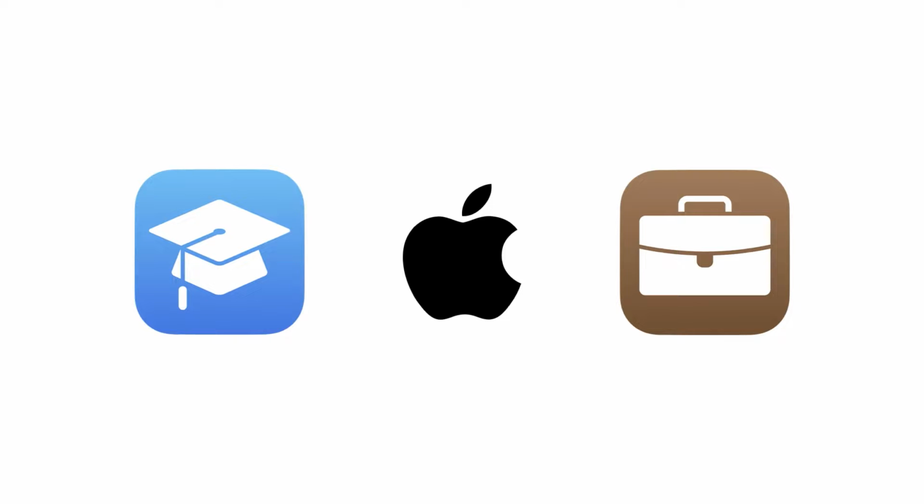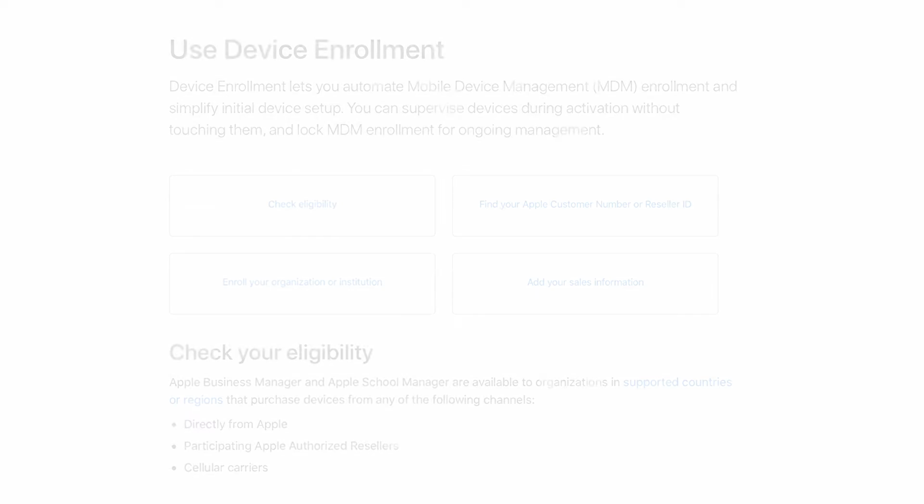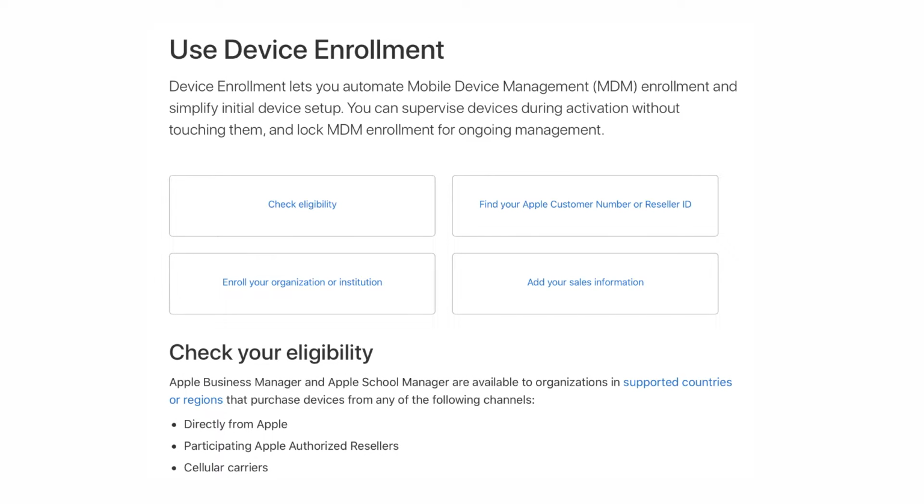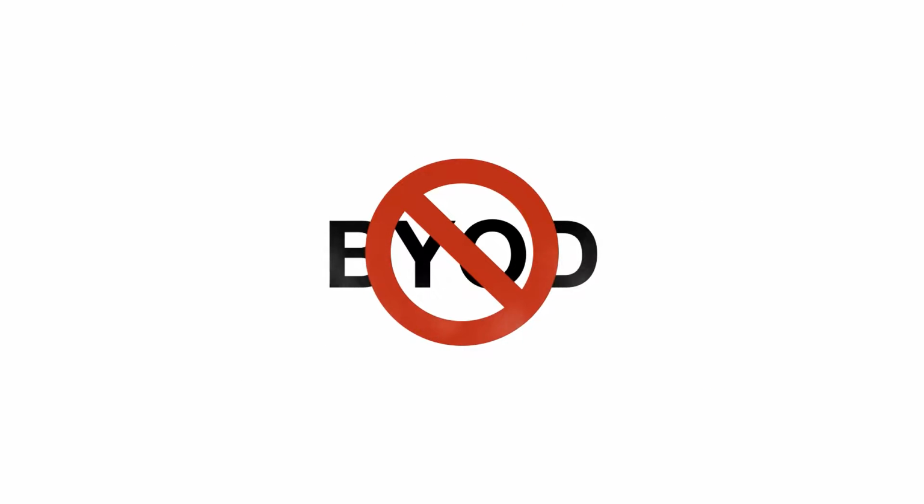There is some configuration that needs to happen on Apple's side before this PreStage will take effect, either in Apple School Manager or Apple Business Manager. For more information on adding devices to those servers, see Apple's Use Device Enrollment article on Apple's support domain. With few exceptions, personal devices cannot be added to the aforementioned programs, so make sure your users are aware of this limitation before they purchase devices for work.